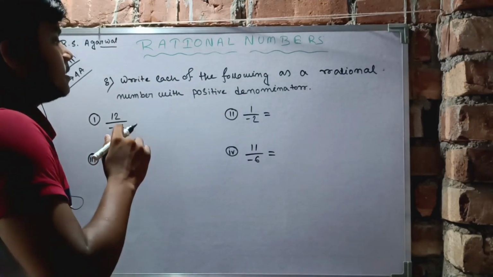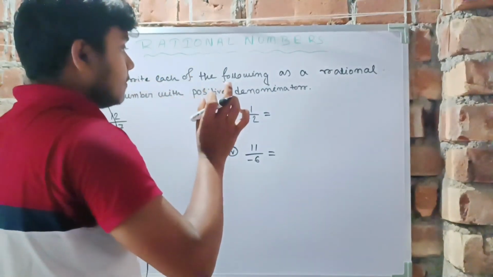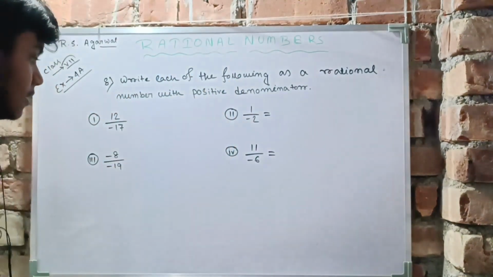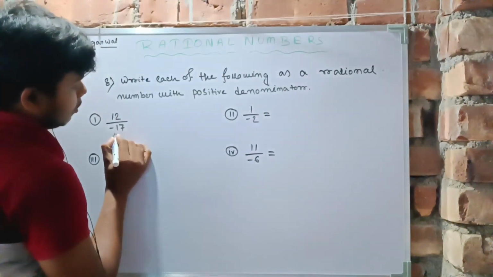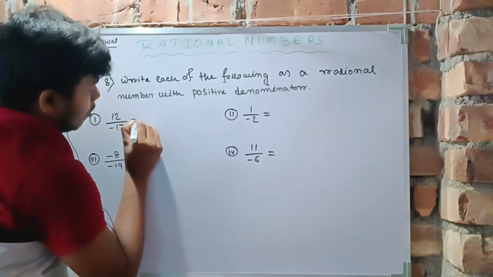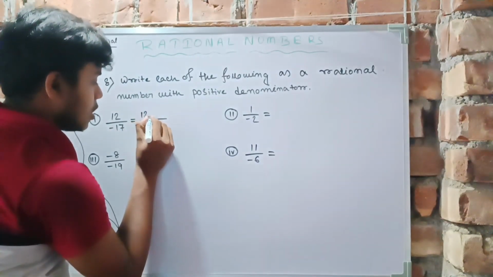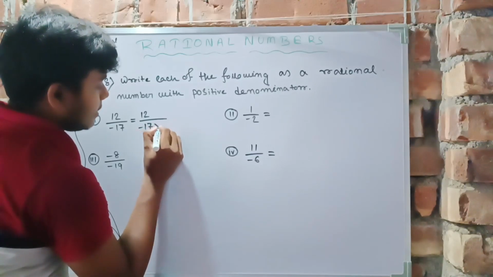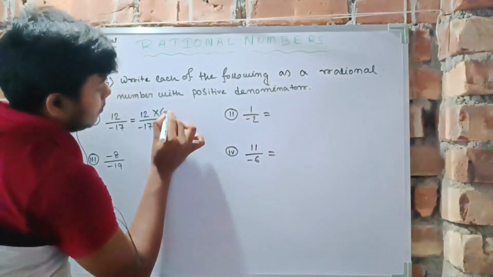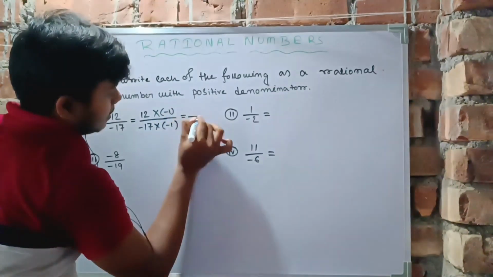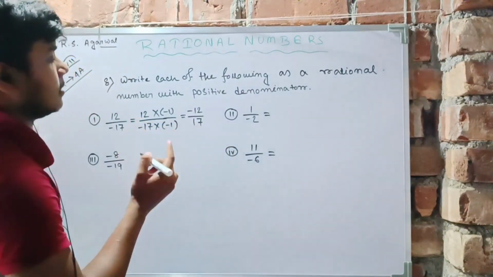Our next problem is: write each of the following as a rational number with positive denominator. Here you see that the denominator is negative, so we can multiply this denominator by -1. 12 by -17, multiply by -1. So we have to multiply the numerator by -1 too, so up comes -12 and down comes 17. This is our answer.